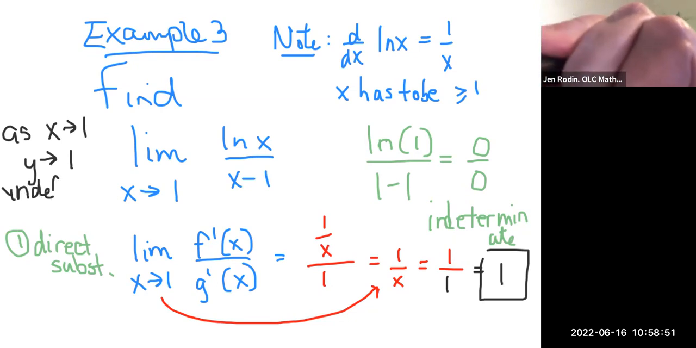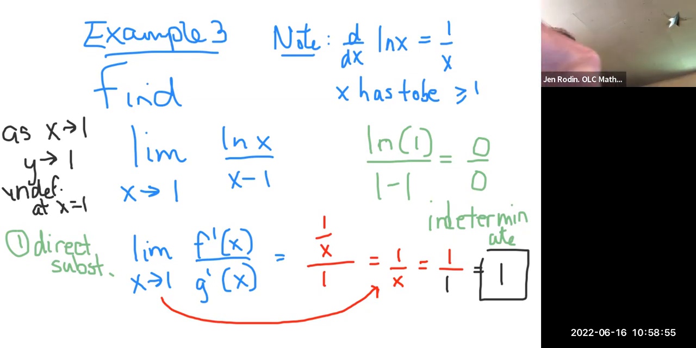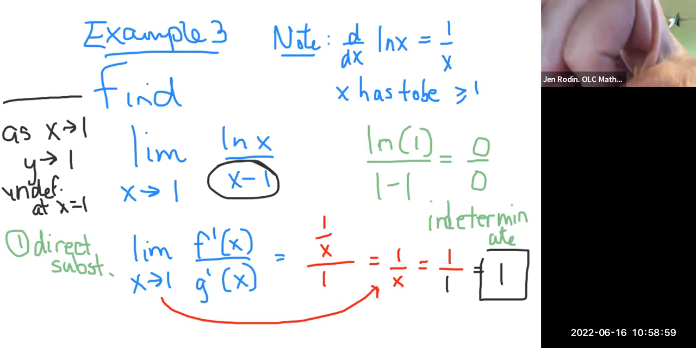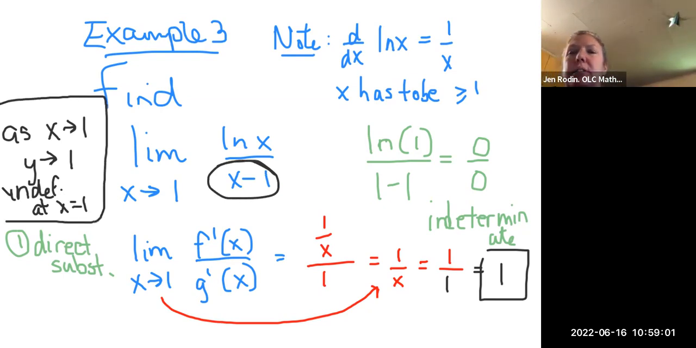Undefined at x equals 1, because that would make the bottom equal 0. So the graph would, I didn't look at the graph, definitely have a hole or an asymptote right there. But we could still find the limit. It's fantastic. So that's L'Hopital's rule, or hospital's rule, however you want to say it.